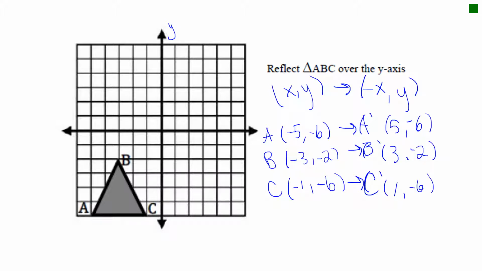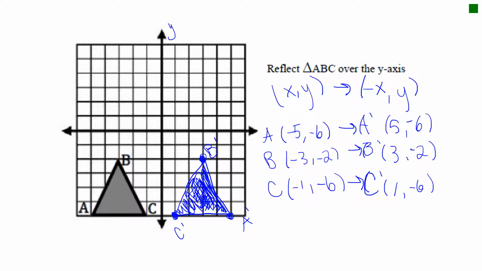So let's plot those points. A prime is at 5, negative 6. So that would be A prime. Let's reflect B then. That ordered pair is 3, negative 2. So this is where B prime would lie. And then C prime is 1, negative 6. So this is where C prime would lie. So then we connect our points and shade our triangle that way. Again, if you wish to use a straight edge of some kind, you can.